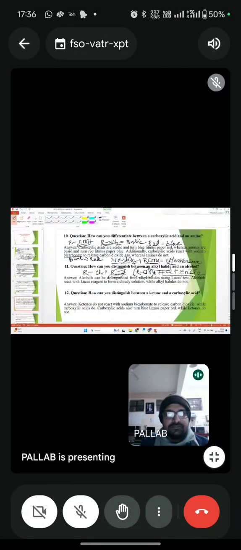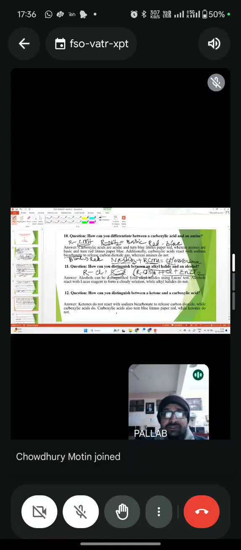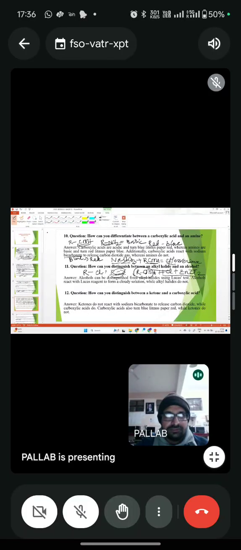Now go to the next question, my dear students. That is, how can you distinguish between a ketone and a carboxylic acid? Ketone and carboxylic acid. Let's see the general formula of ketone. Ketone has the general formula this, and carboxylic acid has the general formula RC double bond OH. That means this part of carboxylic acid and this part of ketone both have the same carbonyl part, right? So don't get confused, my dear students.